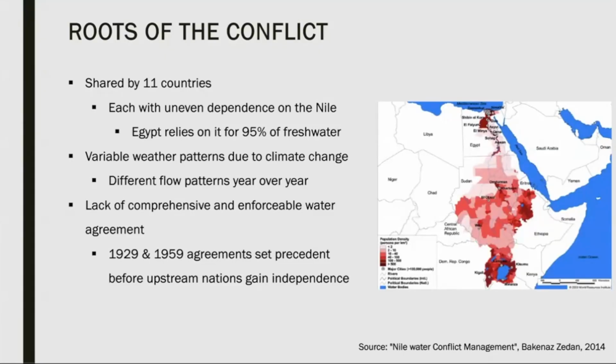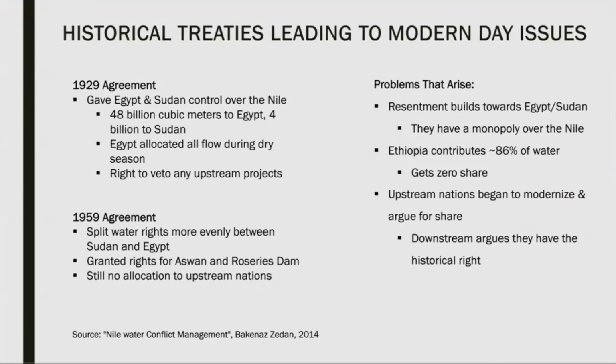The patterns change year to year, having super dry years and super wet years, having floods and droughts that affect the region. The lack of a comprehensive and enforceable water agreement, like Jack mentioned earlier, in 1929 and 1959, has further led to conflict in the region over this water. So these two treaties, as we talked about before, the 1929 agreement and the 1959 agreement, gave Egypt and Sudan full control over the Nile.